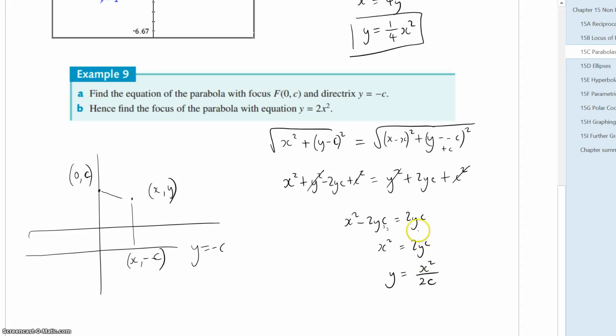And I've just realised I've made a mistake, and you've probably seen that before. That shouldn't be a 2, that should be a 4. So y equals x squared over 4c. Okay, so that would be the answer to question A.